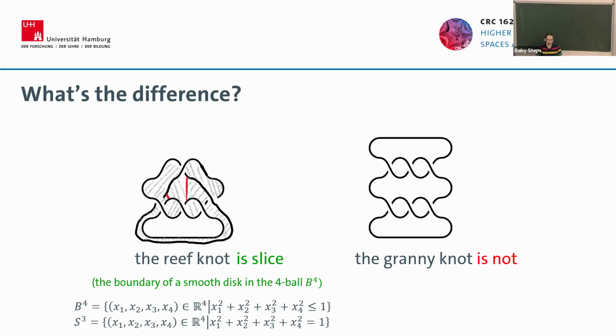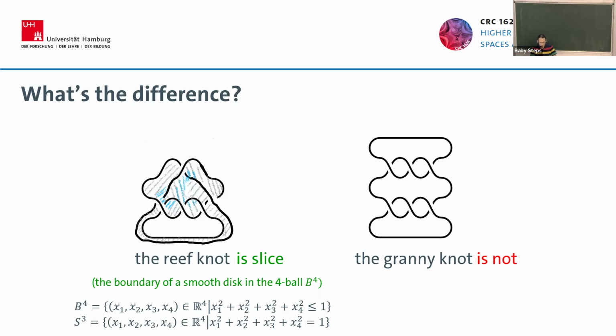The question is how I'm going to draw this. Well, I can use color as somehow my encoding for the radial coordinate. So I changed the coloring of the shading from gray to blue to indicate that the radial coordinate is now less than 1. So I push it into the interior of the four ball, and now it's still a disk. And now it sits in the four ball, and its boundary is that knot. Okay, so we see that the reef knot is slice.